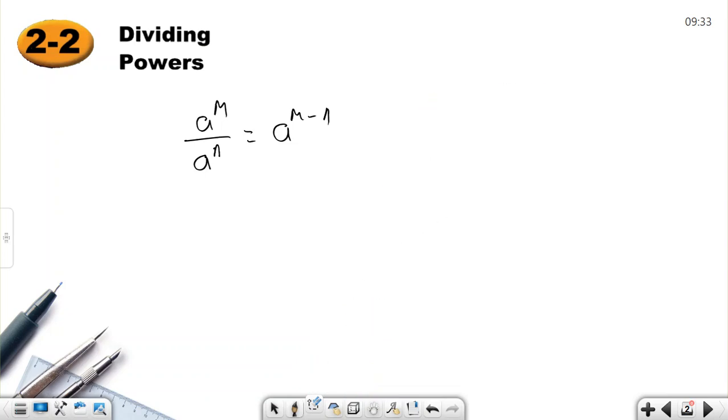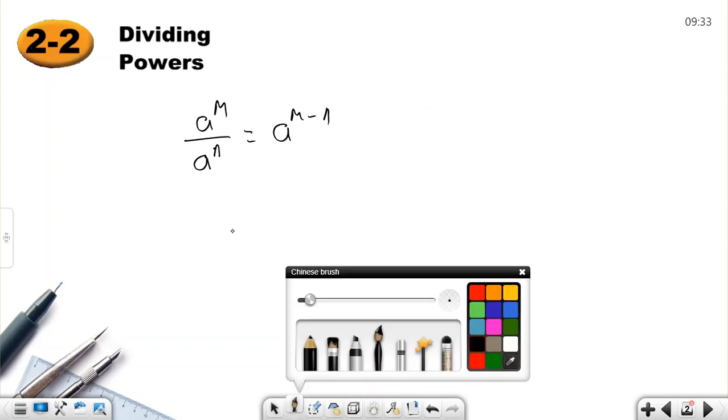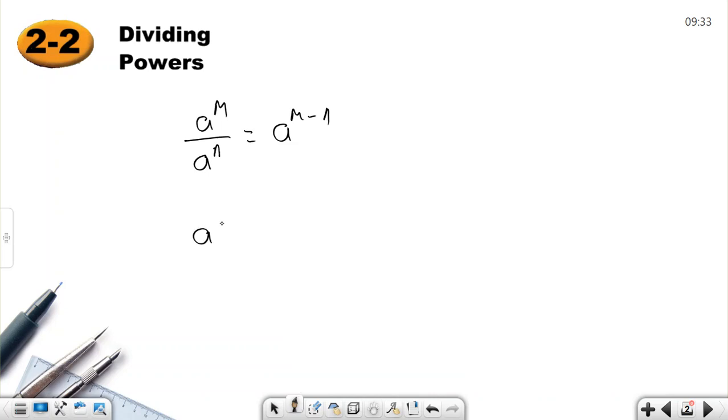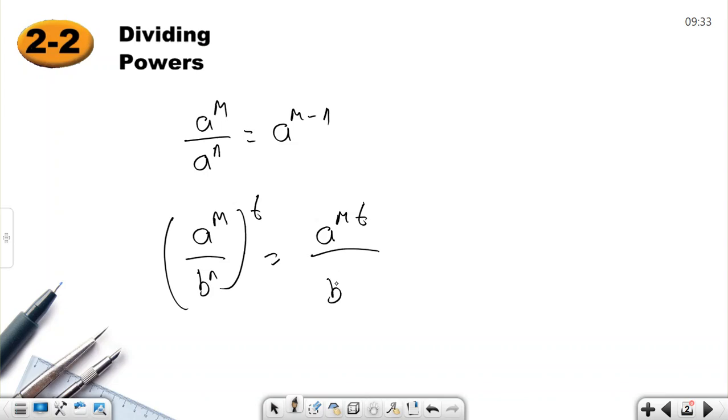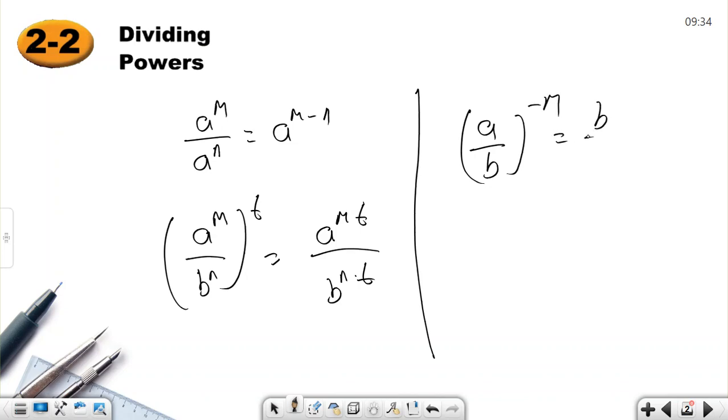Okay, let's clean that part. Let's continue with the second rule. The second rule is similar to the multiplication. If we have a to the power of m over b to the power of n, all to the power of t, it's going to be a to the power of m times t over b to the power of n times t. That's the second one. And the last rule: if we have a over b to the power of negative m, it's equal to b over a to the power of positive m.